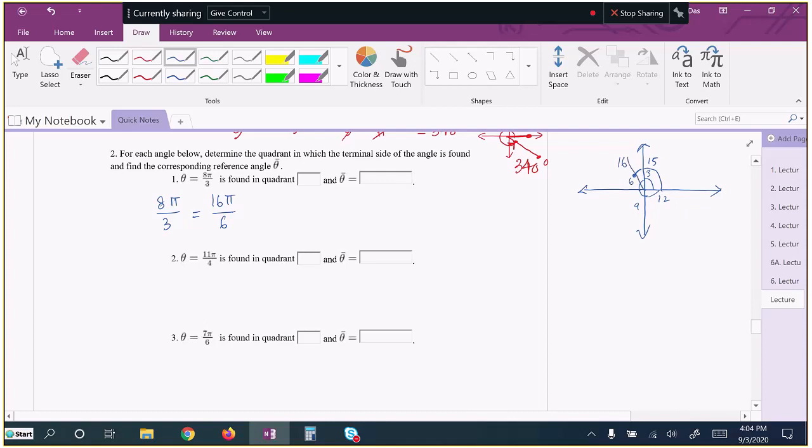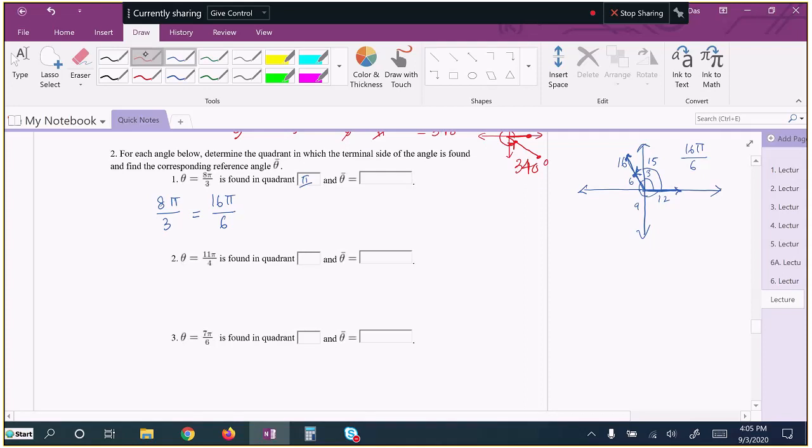So if I consider this as the terminal side and this as the positive direction and this as the initial side, this angle is 16 pi over 6. So which quadrant is the terminal side? Clearly the second quadrant, so I answered it that way. What is the reference angle?